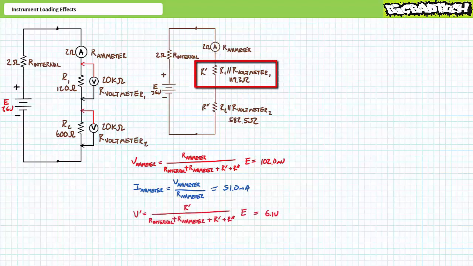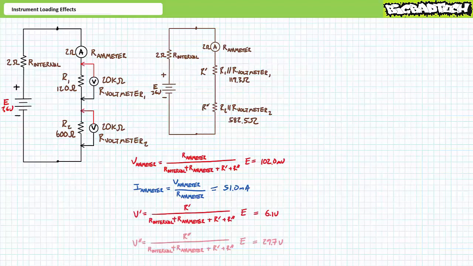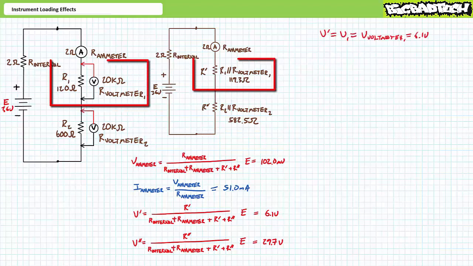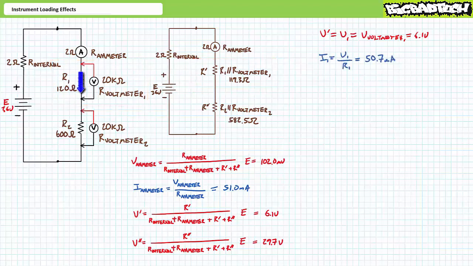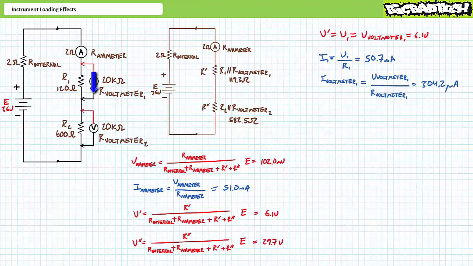Another application of the voltage divider rule demonstrates that V single prime is 6.1 volts. Another application of the voltage divider rule demonstrates that V double prime is the remaining 29.7 volts. Voltage across elements in parallel is the same. V single prime equals V1, which equals V voltmeter 1, and they all equal 6.1 volts. An application of Ohm's law demonstrates that I1 is 50.7 milliamperes, and another application of Ohm's law demonstrates 304.2 microamperes is routed around I1 through the non-ideal voltmeter.